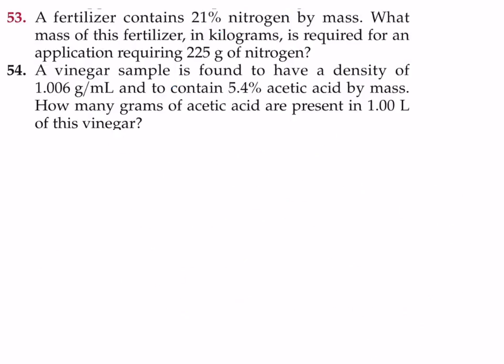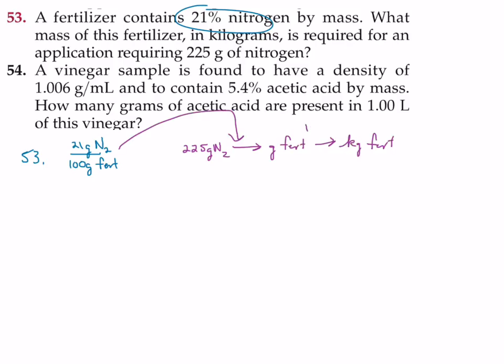These two, the first one's a weight percent, and it asks what mass of the fertilizer. So within the fertilizer is nitrogen. Specifically, for every 100 grams of fertilizer, you have 21 grams of N2. So in order to get 225 grams of nitrogen or N2, I would use the weight percent to get to grams of fertilizer and then convert from grams of fertilizer to kilograms. See, sometimes you don't need these hints.